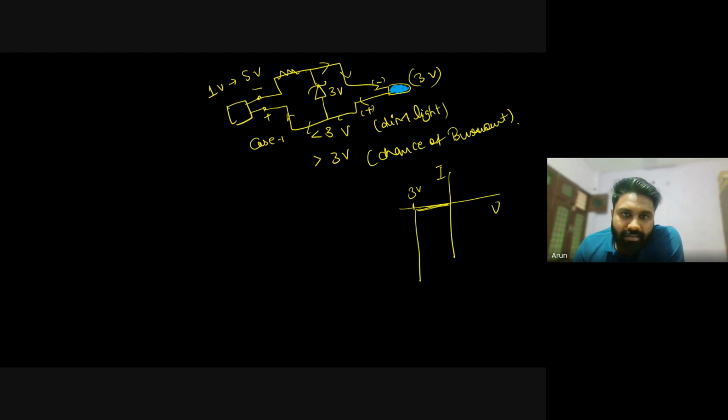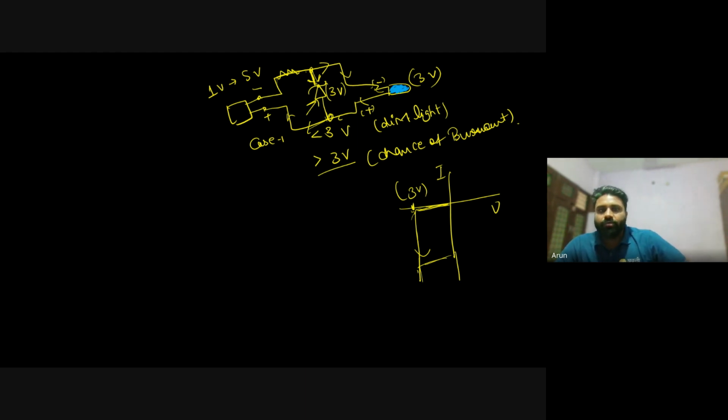But when the value of external voltage is greater than 3 volt, the current will shoot up. So a very high value of current will flow through the Zener diode. Most of the current will pass through the Zener diode, but the voltage across the LED will remain 3 volt because most of the current is absorbed by the Zener diode. So your LED will work better, without any chances of burnout, because the maximum amount of current is absorbed by the Zener diode.